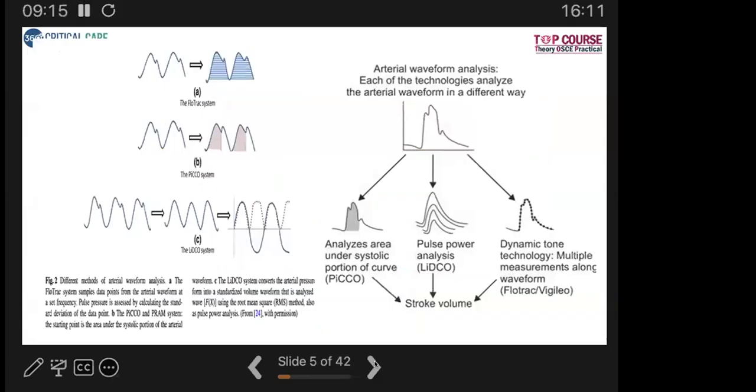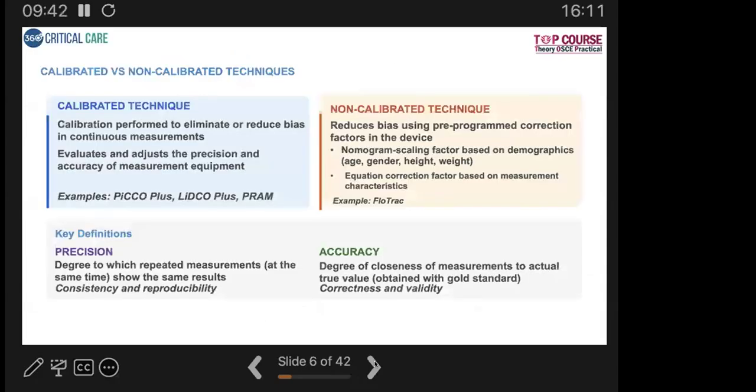So this is a picture showing the devices which use various pulse contour analysis. Let it be area under the curve by Pico, pulse power analysis by Litco, or dynamic tone technology by means of FlowTrac Vigileo. So these are some of the methods which use the arterial pressure waveform, the pulse waveform analysis. Okay, you have to remember this. They may ask the specific methodology or mechanism through which the cardiac output device is functioning.